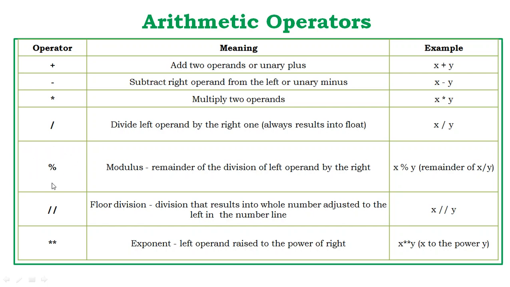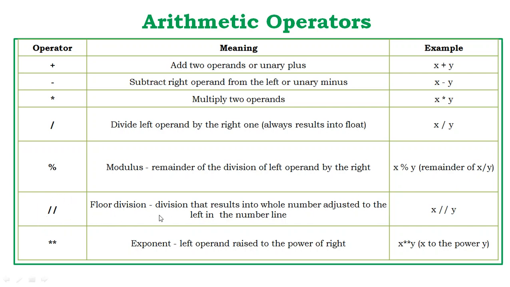This percentage sign is modulus, the remainder of the division of left operand by the right. Suppose I divide 11 by 3, then 3 into 3 is 9, and 2 is the remainder, and 2 will be the output.